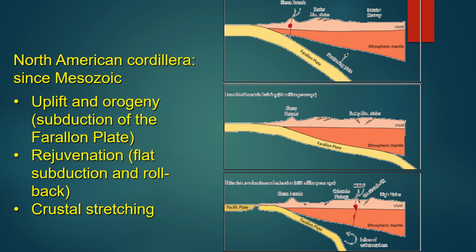This mountain uplift and extension of lithosphere in North America lasted from the middle Mesozoic to late Cenozoic, and these processes modified the North America plate significantly.